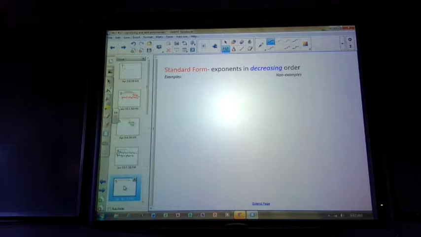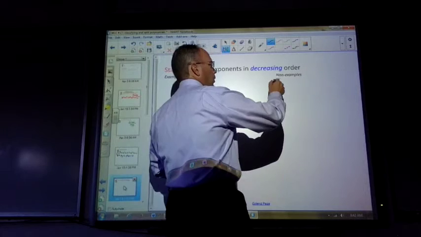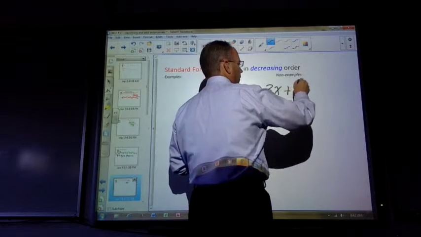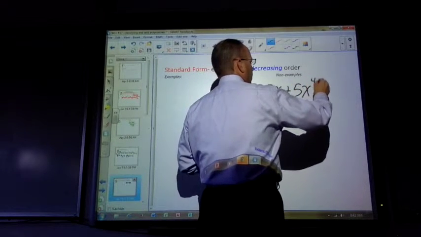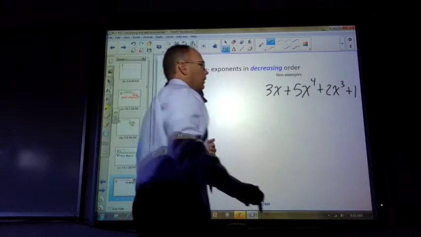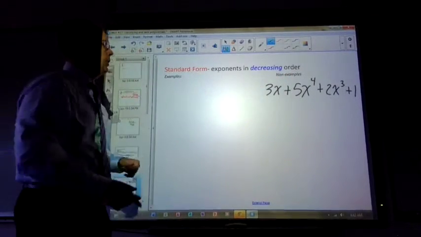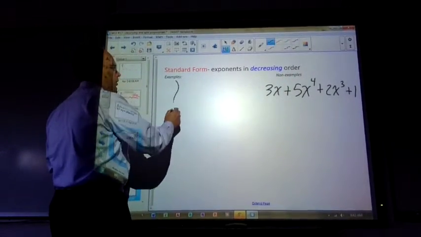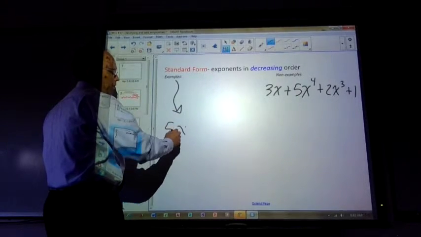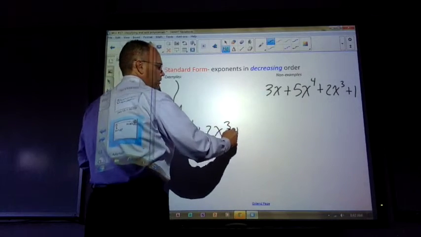Okay, standard form: exponents in decreasing order. Again, highest exponent goes to lowest exponent. A non-example would be this. That's not in decreasing order. So that's an example of you not being in decreasing order. If I wanted to change this into decreasing order, I would have this.